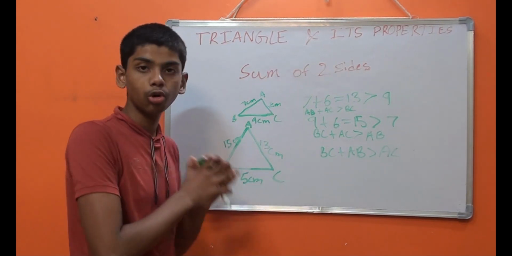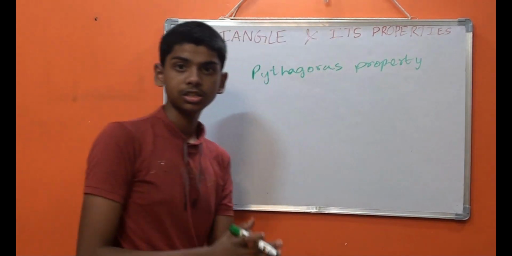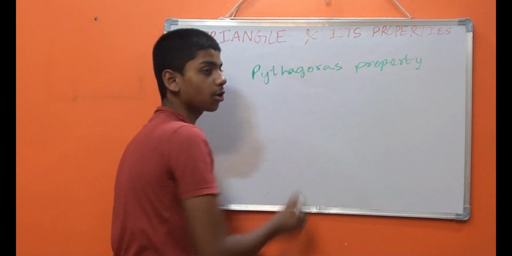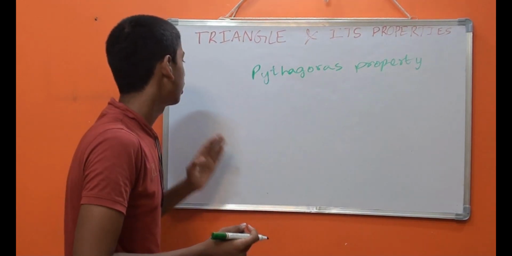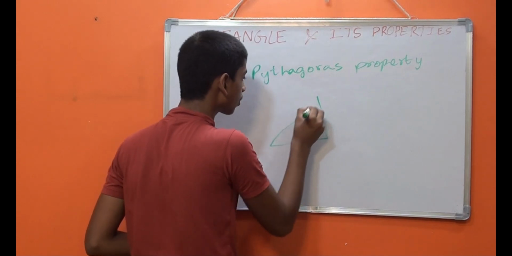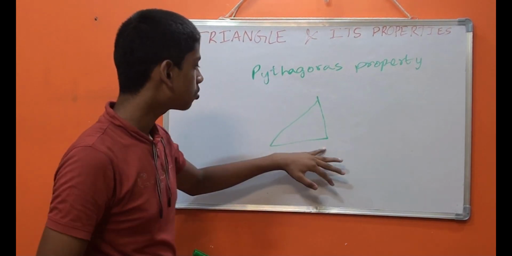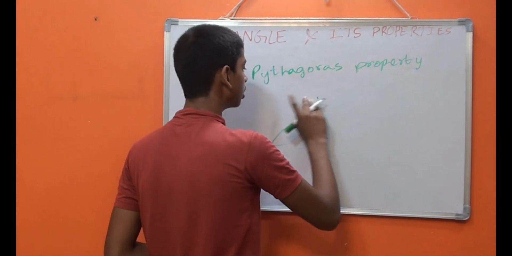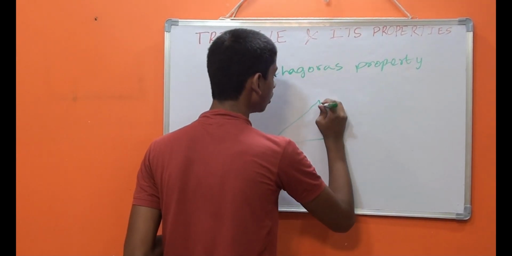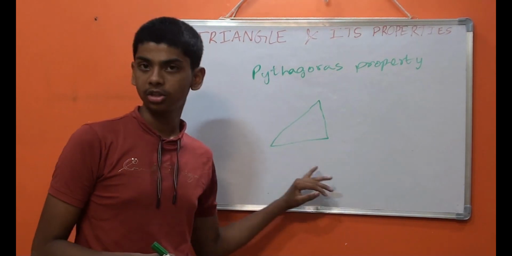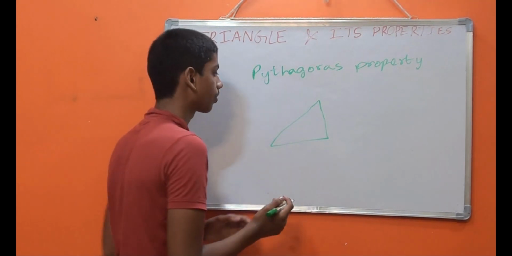Now let's move on to our next topic. Friends, now let's learn about Pythagoras property. This property is only applicable for right angle triangles. Right angle triangles means these, which means that one of its angles is 90 degrees. These kind of triangles are called right angle triangles. Now this property is only applicable for these kind of triangles.